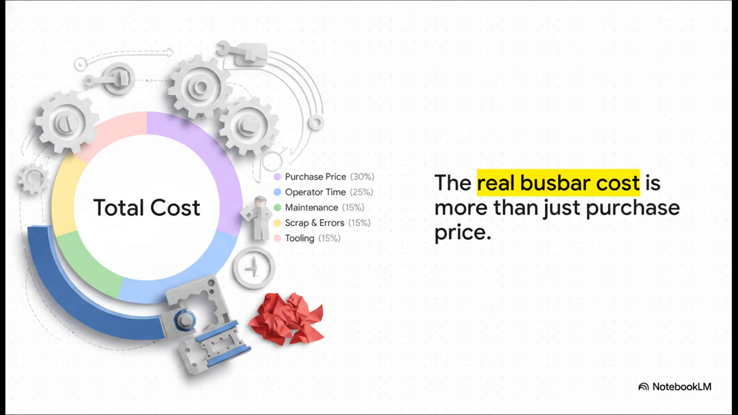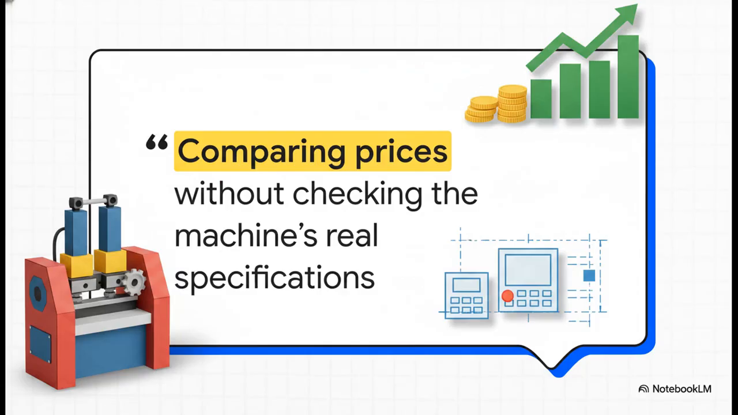This is exactly why two machines with the exact same bending capacity can carry vastly different prices. One might literally just bend metal, while the other reduces material waste and drastically cuts down on your operator's handling time. Let's look at this insight directly from a PayAPress technical expert.